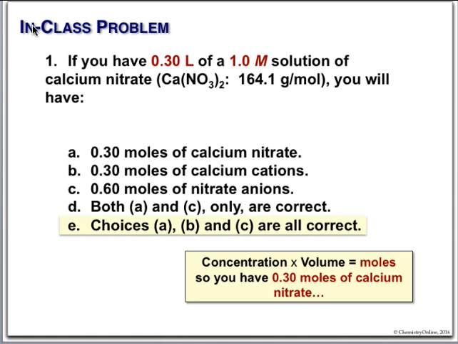A, B, and C are all correct. Any questions? So you did 1 times 0.3? Right, concentration times volume. So 1 molar, that's our concentration. 0.3 liters is our volume, and that's moles. And that's how you got that one. Well, what is that 164.1? That's the molar mass.